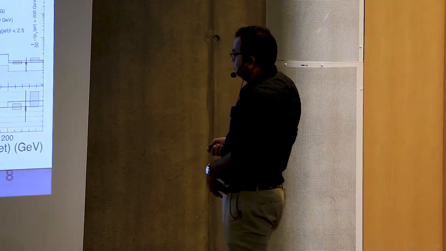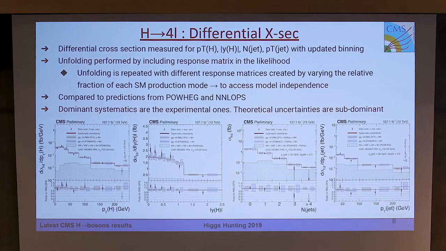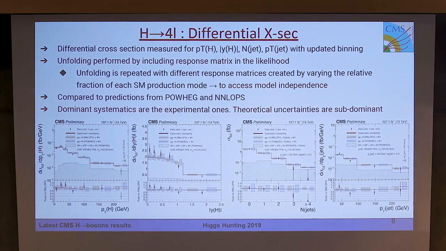You can see here the 4 distributions with respect to PT Higgs, rapidity, number of jets, and the leading jet PT. The dominant systematics here are the experimental ones, and theoretical uncertainties are subdominant for now.